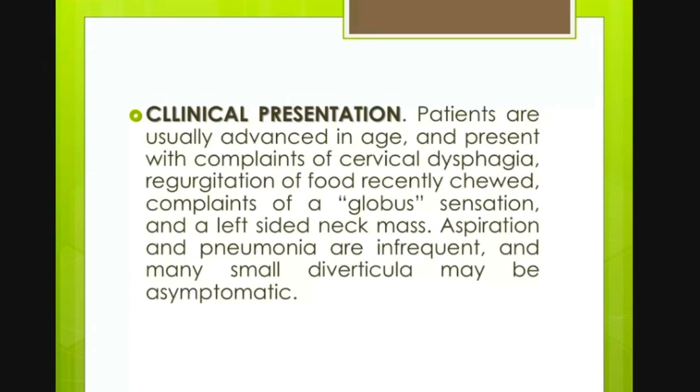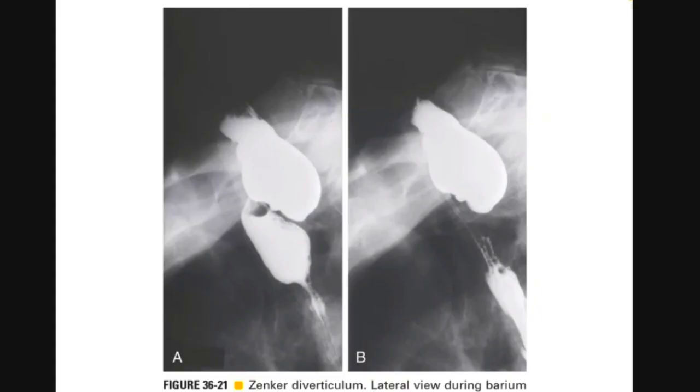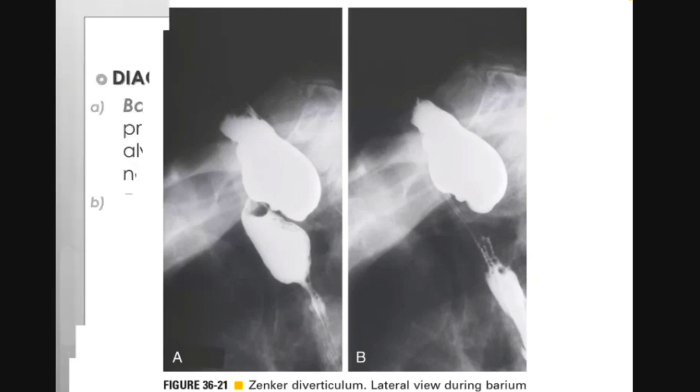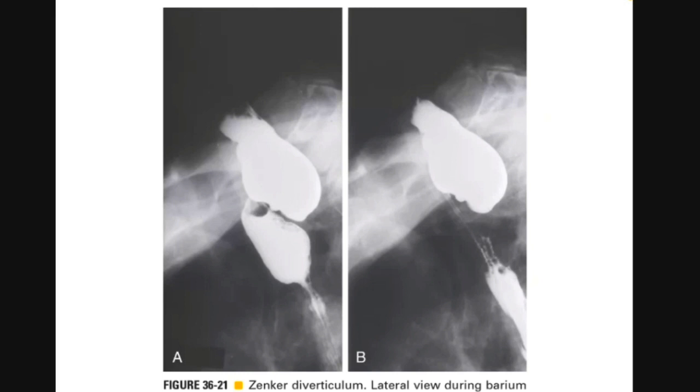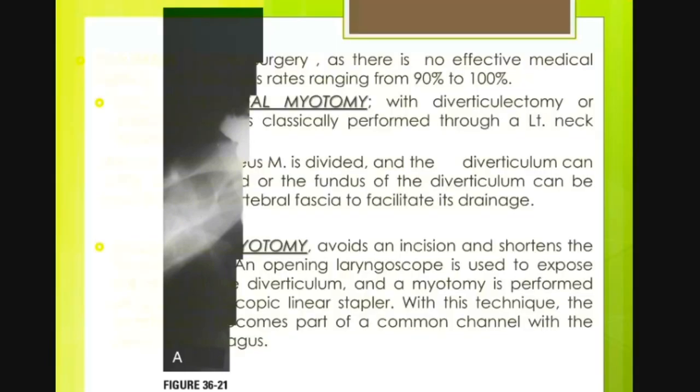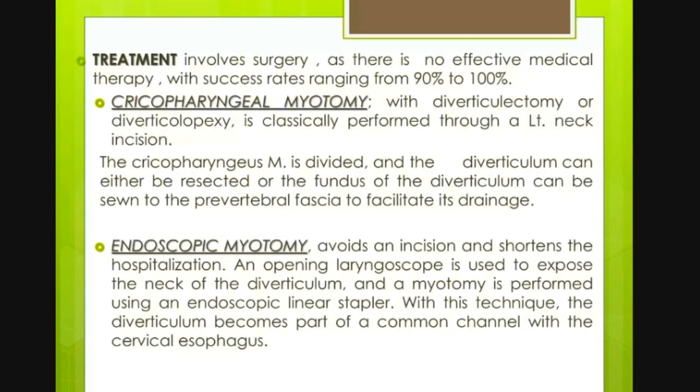Diagnosis is by barium swallow and esophagoscopy. And this is the pouch, we can see it. This is the Zenker type of diverticulum, seen in the lateral view. And the treatment, if there is a complaint, should always be surgery, because there is no place for medical treatment here.